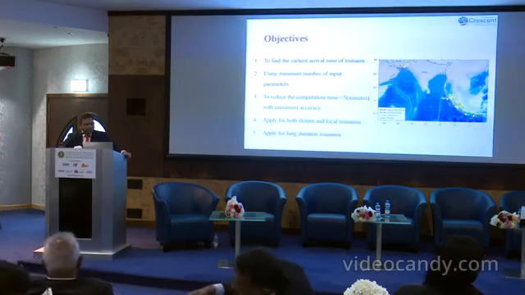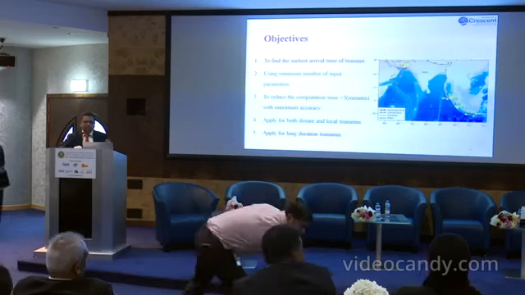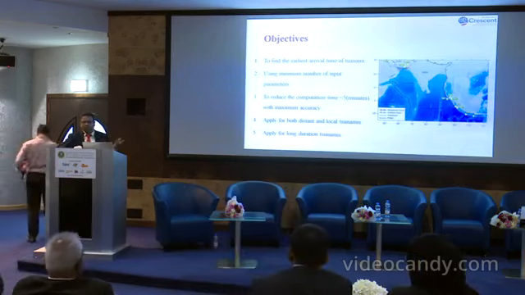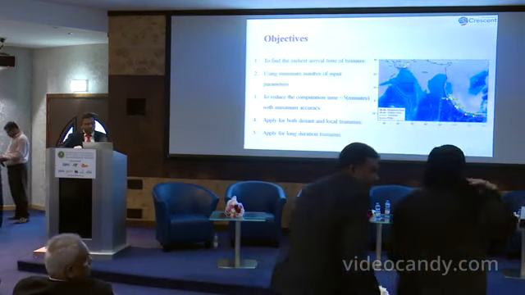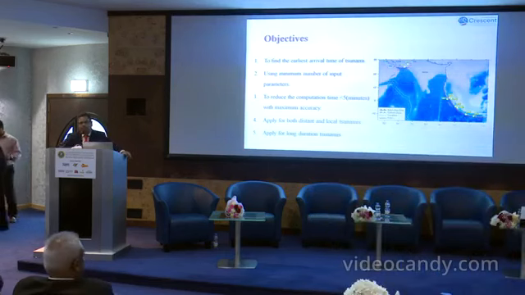Next one, using a minimum number of input parameters, because at the time of a sudden event it is not possible to get all the parameters. If the early warning system waits for all the parameters as input, we receive delayed information. So that's why we use a minimum number of input parameters, and that makes it possible to give the solution. That is the important point for the minimum input parameters.